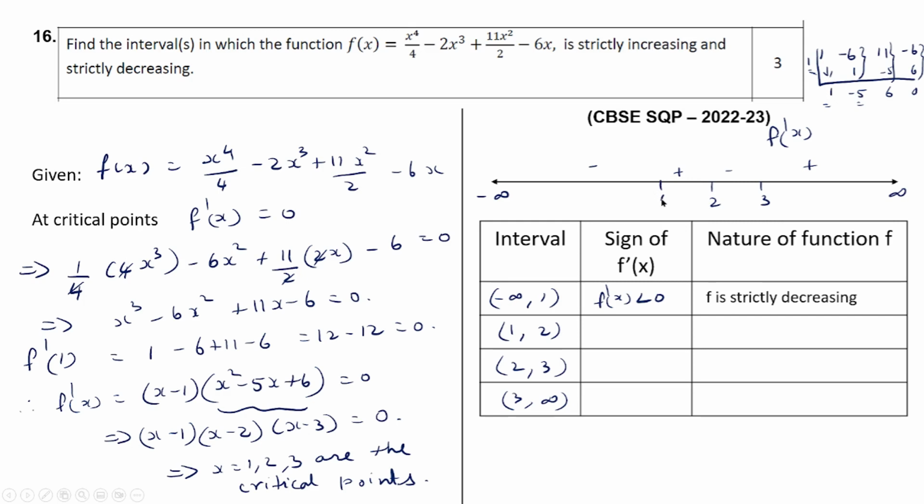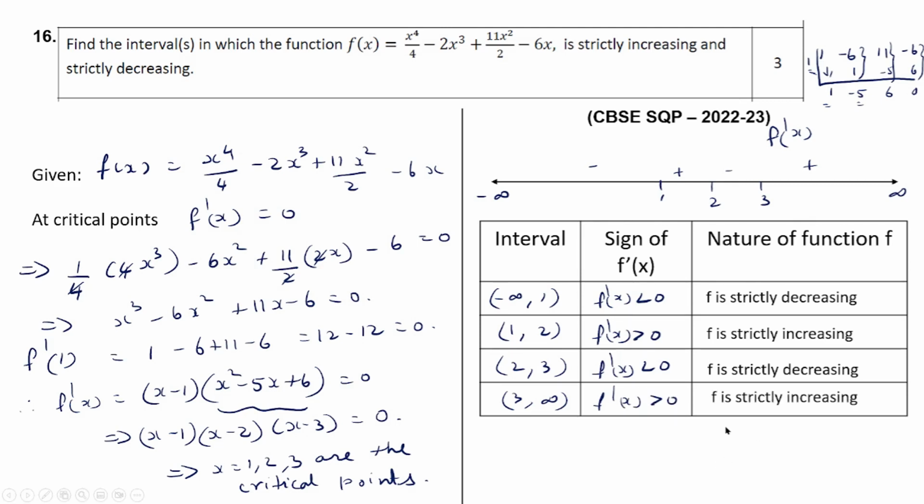Next we have the next interval 1 to 2. Here f dash of x is positive. As a result, f is strictly increasing. Then we have the next interval 2 comma 3. Here the sign of f dash of x, it is again negative. F dash of x is less than 0. So f is strictly decreasing on this interval. Then we have the last interval 3 to infinity. Here f dash of x is positive. As a result, f is strictly increasing on this interval.